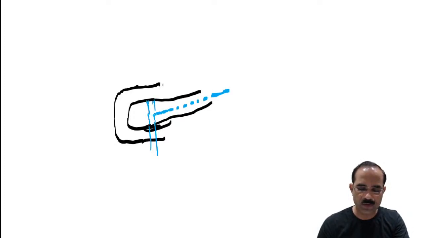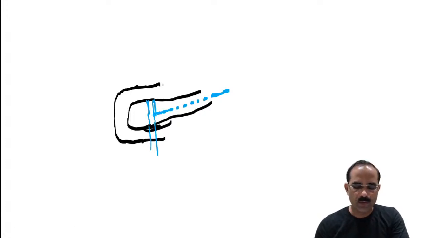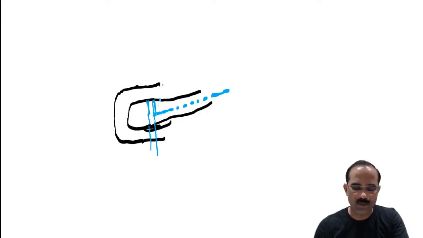Yes, students, what is this? This is the formation of the portal vein. So where is the portal vein formed? Students, the portal vein is formed behind the first part of the duodenum. We are talking about the first part. The portal vein is formed behind the neck of the pancreas, neck.